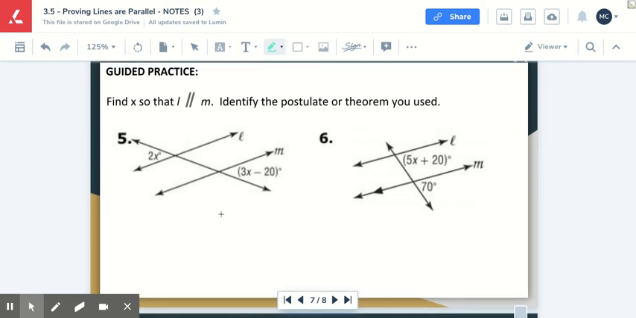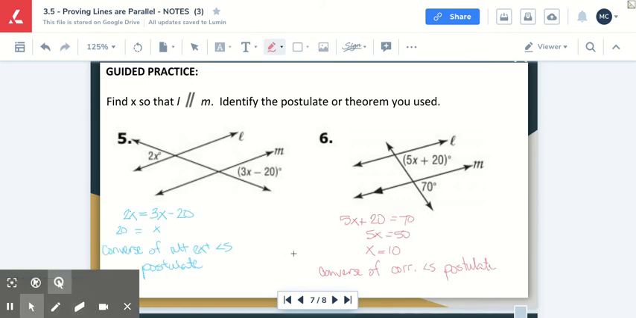A couple more to try here. Again, pause the video, give these a shot, and then come back and see how you did. For number 5, the x value was 20. That was the converse of the alternate exterior angles postulate. For number 6, x is 10, and that's the converse of the corresponding angles postulate.